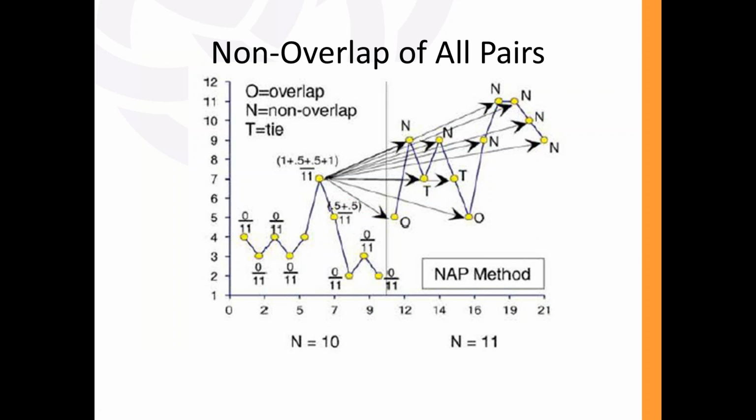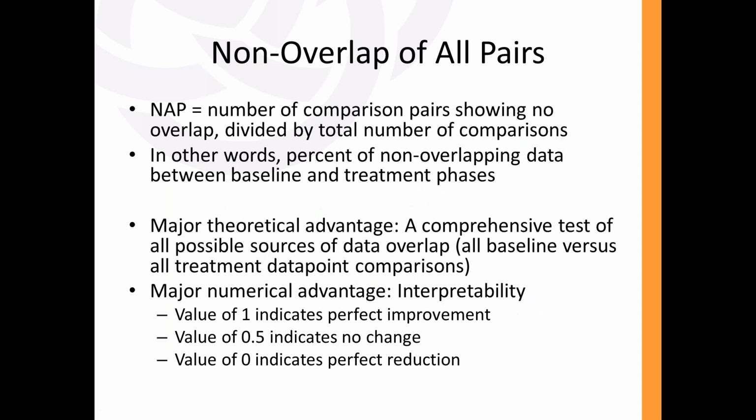Now, what it all does in the end. Here's just an overview of what I just said. It's the number of comparison pairs showing no overlap divided by total number of comparisons. Now this is a little bit counterintuitive because, again, it depends on whether you're going up or down, right? So if you're looking for a decrease, non-overlap means something different than if you're looking for an increase in the behavior, like we said. In other words, it's the percent of non-overlapping data between baseline and treatment phases. Essentially, you're taking each data point in the baseline and saying how much overlap there is in the intervention, and then taking the total for all the baseline data points compared to all the intervention data points.